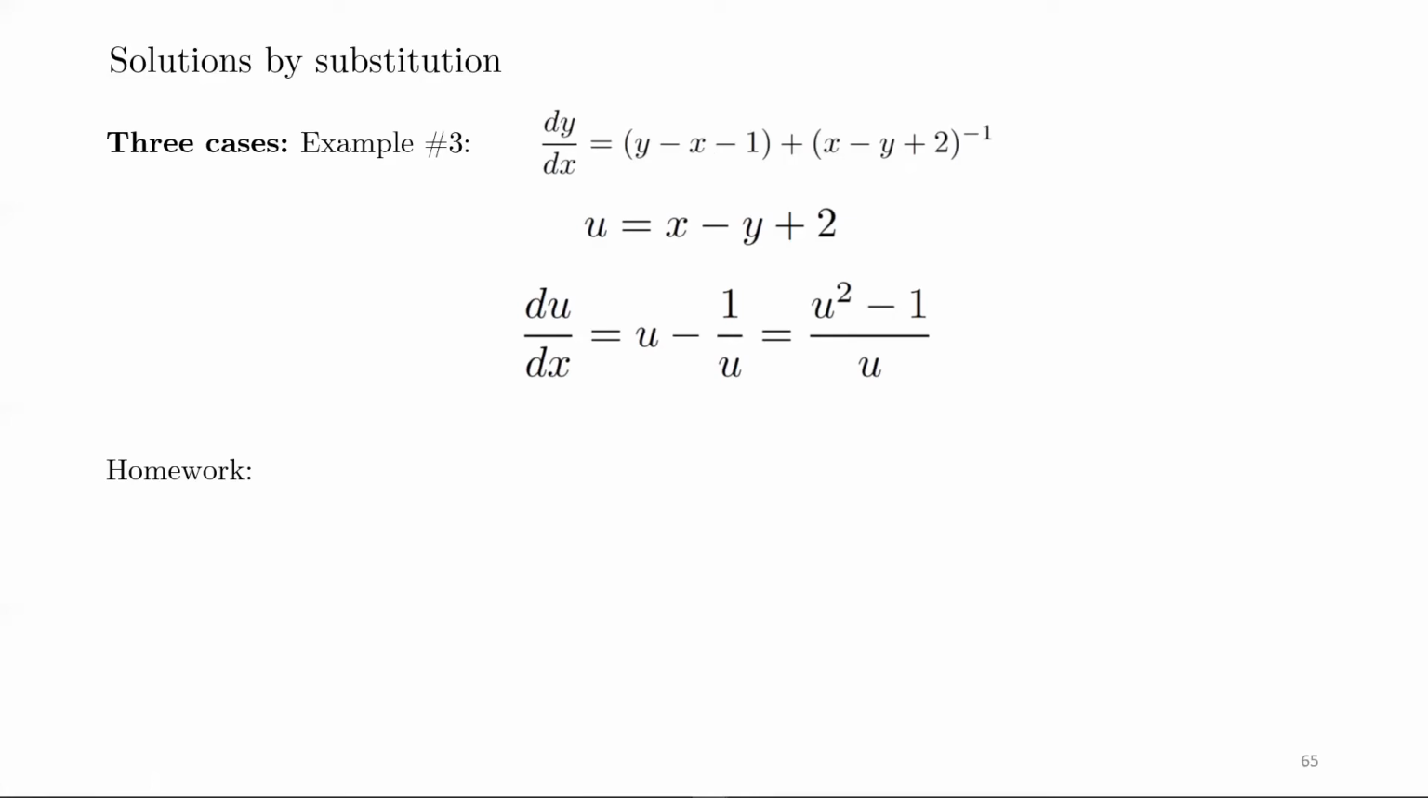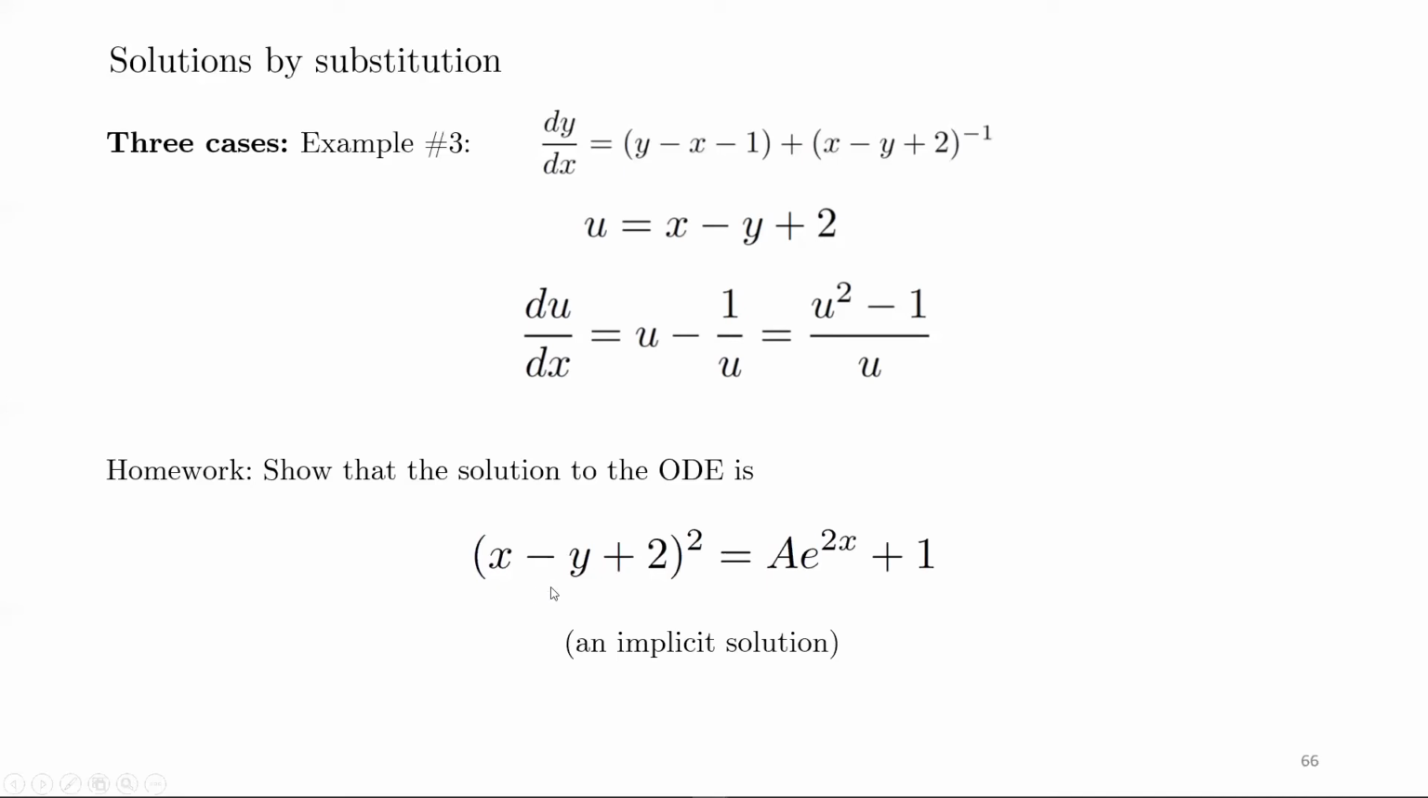Okay, and we know that separable ODEs are fairly easy to solve, so again I'm going to leave this one to you to solve. The solution that I get when I separate the variables here and integrate is x minus y plus 2 all squared equals some integration constant a times the exponential of 2x plus 1 as an implicit solution to this ODE. I can't rearrange this equation to get y equals on its own, so I get some implicit solution.